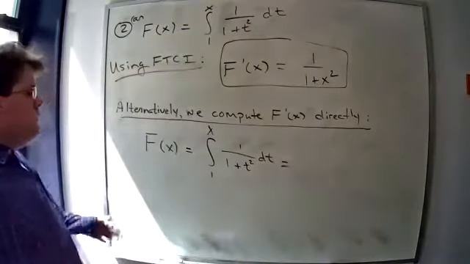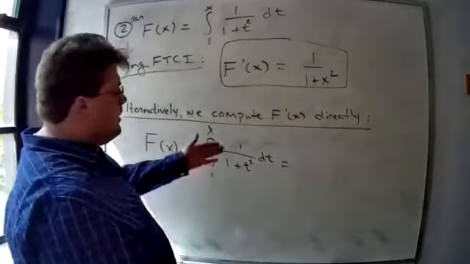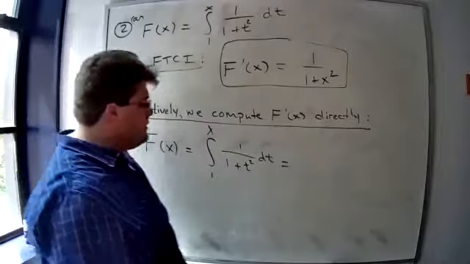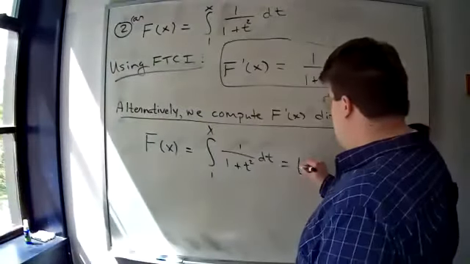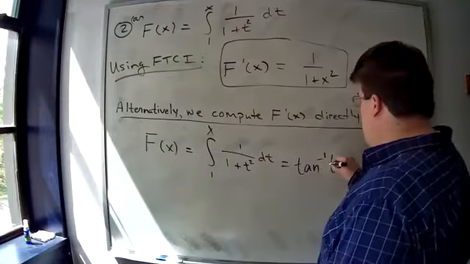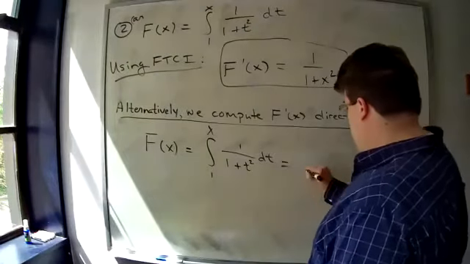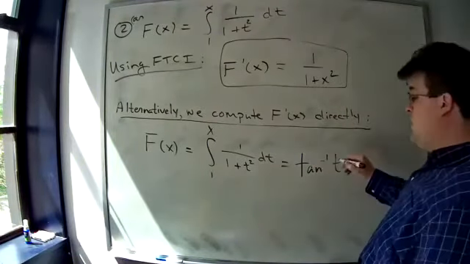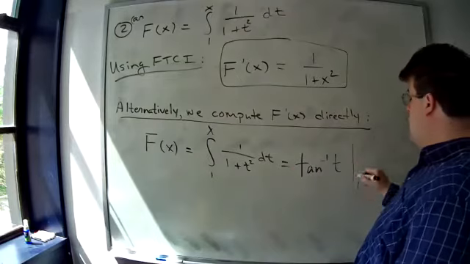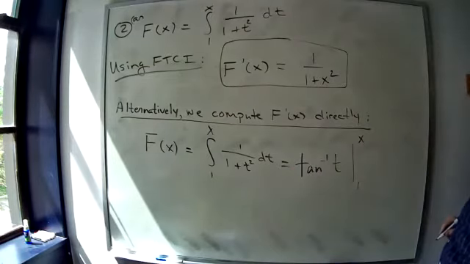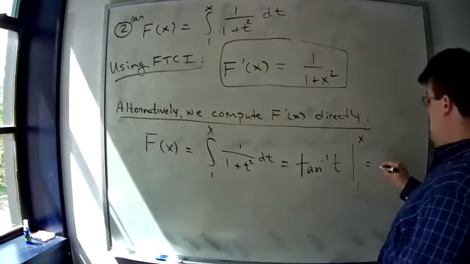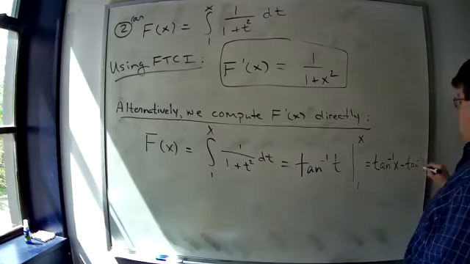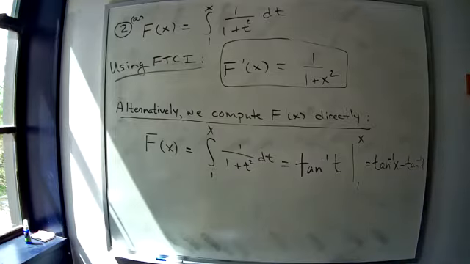Why does that work here? Well, it works here because we can find a function whose derivative is 1 over 1 plus t squared: the inverse tangent of t. By the second part of the fundamental theorem of calculus, evaluate from 1 to x. And what does this equal? The inverse tangent of x minus the inverse tangent of 1.